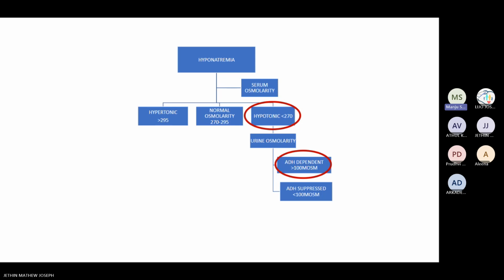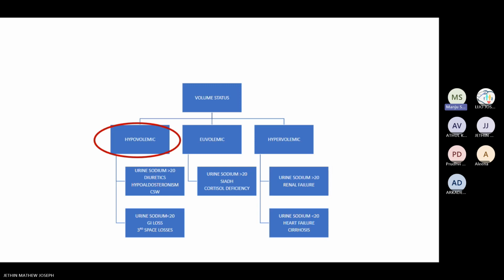we are expecting. You've not been told explicitly about her volume status, but you can decipher from the data given. So she has decreased skin turgor. She is found to have orthostatic hypotension, which tells us that this is a hypovolemic patient. Now, in the hypovolemic category, you can see that her urine sodium was not given to us, but there's no mention of any extrarenal loss. We are not told about patient having any vomiting, any third space loss. We're going to assume that her urine sodium will be high if we check it, and it's probably diuretic induced.